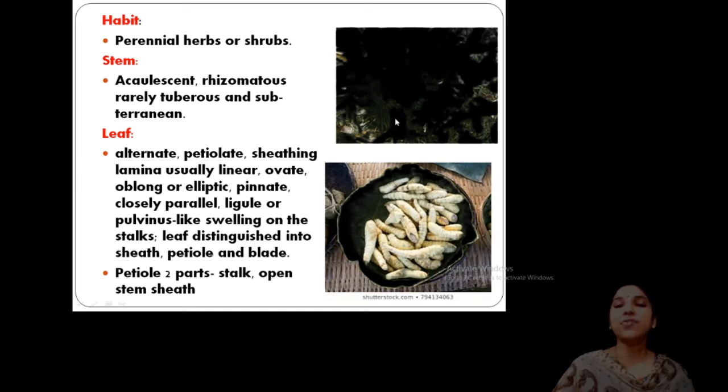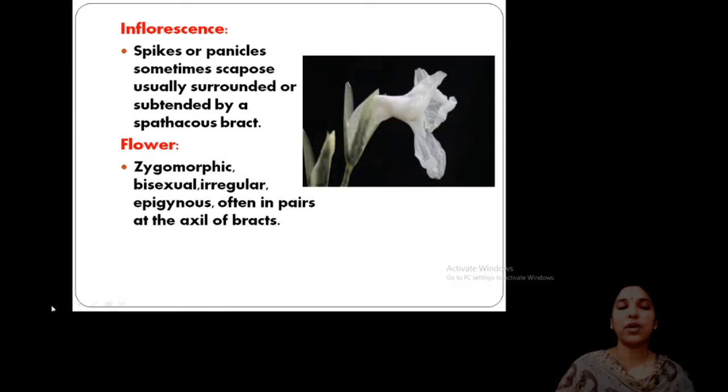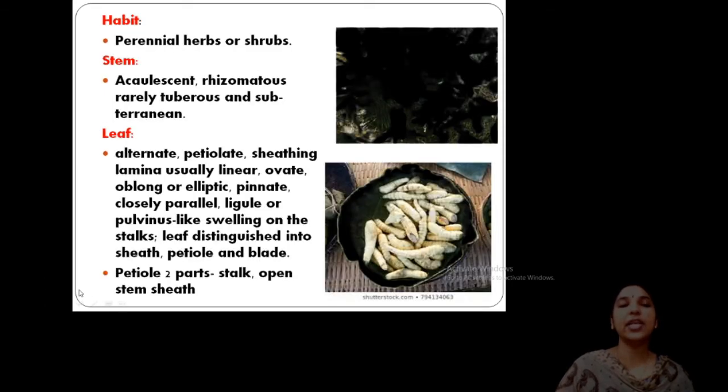Okay. And leaves are also important. See, its leaves are very peculiar. Alternate leaves and sheathing leaf bases are present. Linear and ovate leaves with a distinct midrib are present. And one important point is the ligule or pulvinus-like swelling. When we discussed Zingiberaceae in your degree classes, you studied about the ligule. So like that, a ligule is present here also in this group. The ligule is the structure at the base of the leaves.